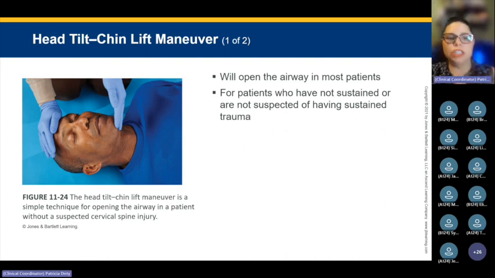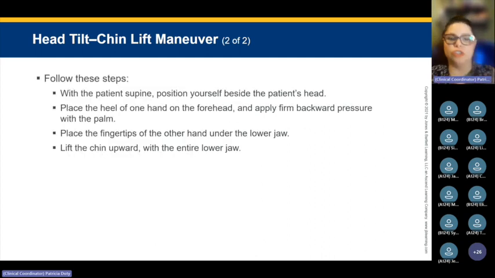Now, head tilt, chin lift is exactly what it sounds like. You head tilt and chin lift at the same time. And as you can see, she has her fingers on the chin itself, her hand is on the forehead, and she is literally moving the head this way. That's going to open the airway in a lot of our patients, and these are the ones that don't have any suspected trauma. Okay, follow these steps. Patient supine, position yourself beside the patient's head. Place the heel of one hand on the forehead and apply firm backwards pressure with the palm. And then you're going to take your fingertips and place them under the lower jaw and lift the chin upward.